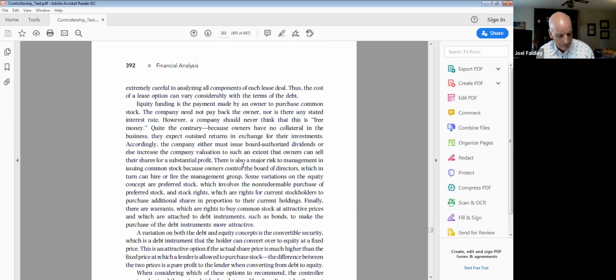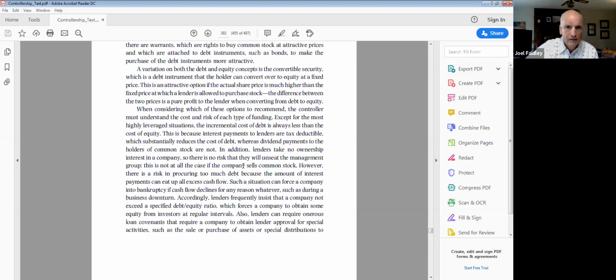I think we hit on that last time. Look what it says down there at the bottom of page 392. When considering which of these options to recommend, the controller must understand the cost and risk of each type of funding. Except for the most highly leveraged situations like an Exide, the incremental cost of debt is always less than the cost of equity.